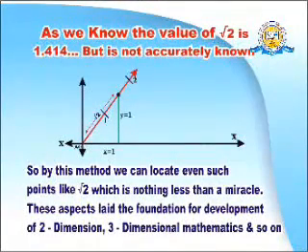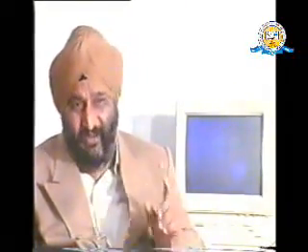Now you see, how can we find the value of root 2? By finding such a number whose square is exactly 2, which is not possible. Like that, root 3, root 5, root 7, root 11, root 13. These numbers are not locatable. Now how to locate these points is the aim of coordinate geometry as given by Descartes.